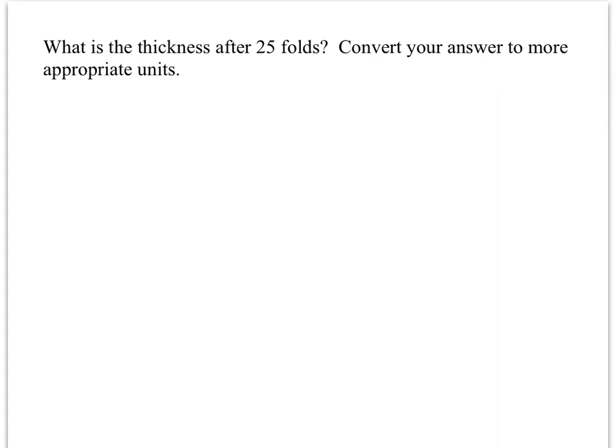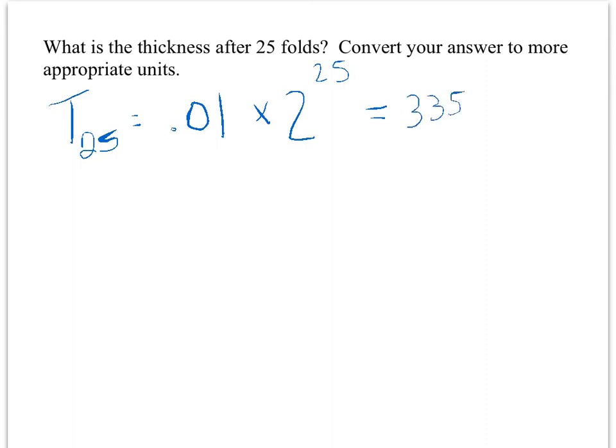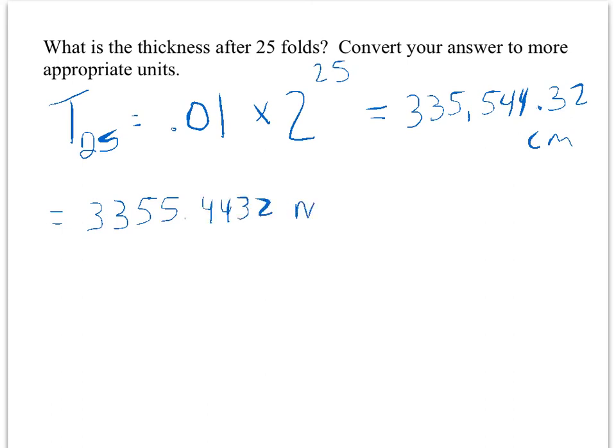All right, let's see, 25 folds. So my thickness after 25 folds, start with your original thickness of one sheet of paper, and we're going to double it 25 times. And we get, ooh, that's a big number, 335,544.32 centimeters. Not a good unit. Let's change it to meters. We divide by 100. So that's 3,355.4432 meters.